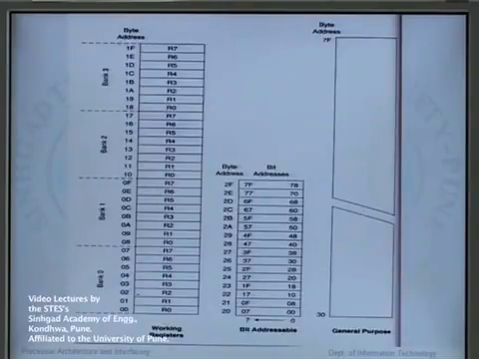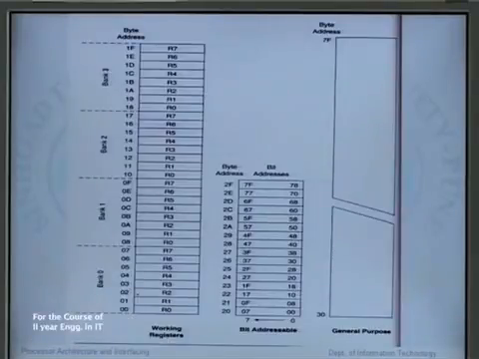The third part of this RAM is the general purpose area. Above the bit addressable area, starting from 30H up to 7FH, is the general purpose RAM area, which is of size 80 bytes.